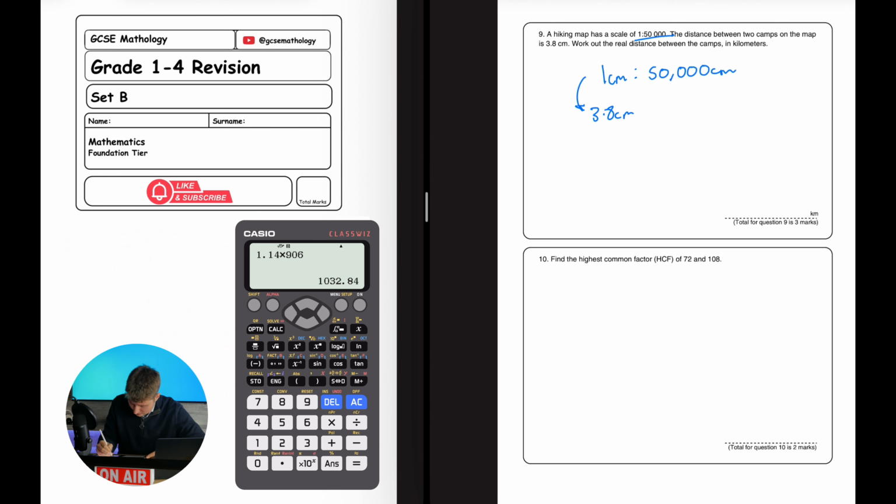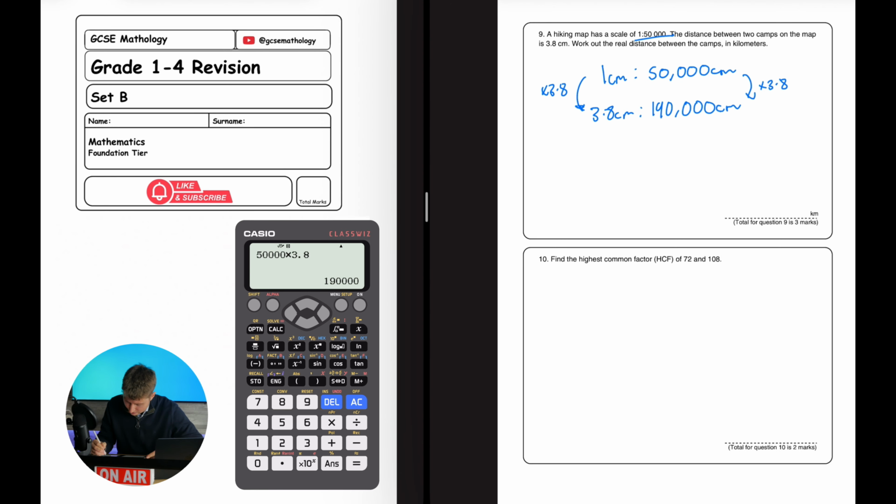So we've multiplied this side by 3.8, so we're going to multiply this side here by 3.8. So we're going to do 50,000 multiplied by 3.8. And this gives us 190,000 centimeters. We need the answer in kilometers, so we can convert this into meters.